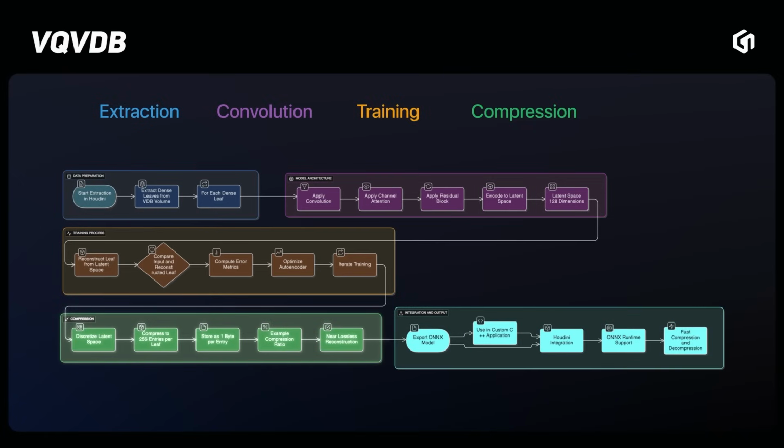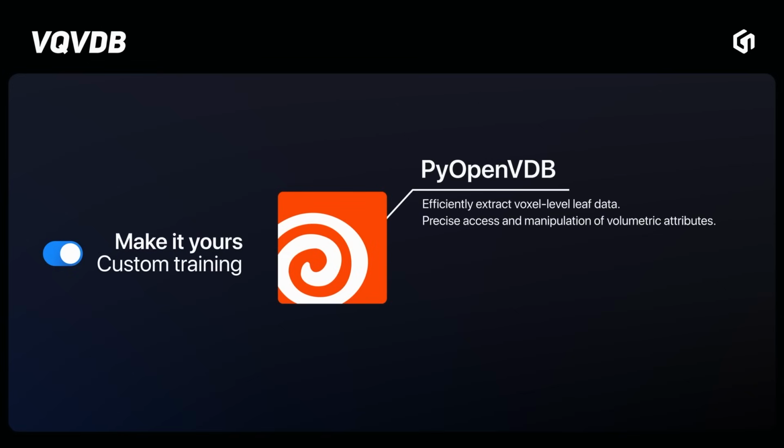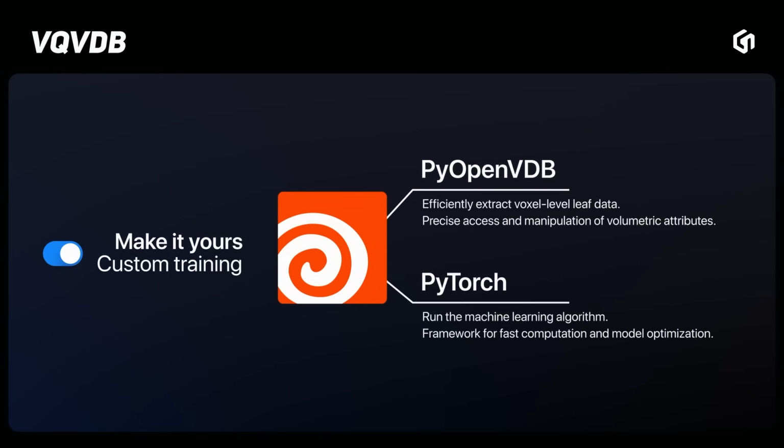The compression comes from the discretized latent space. With 256 entries, it fits in a single byte. Let's say we run convolution steps on the leaf and reduce the 8x8x8 to 4x4x4 and keep a single byte in each. We have 32 bytes per leaf, with which we can have near lossless reconstruction, with a 32x smaller memory footprint. The training can easily be done within Houdini using PyOpenVDB to extract leaf data and PyTorch to execute the whole machine learning algorithm.